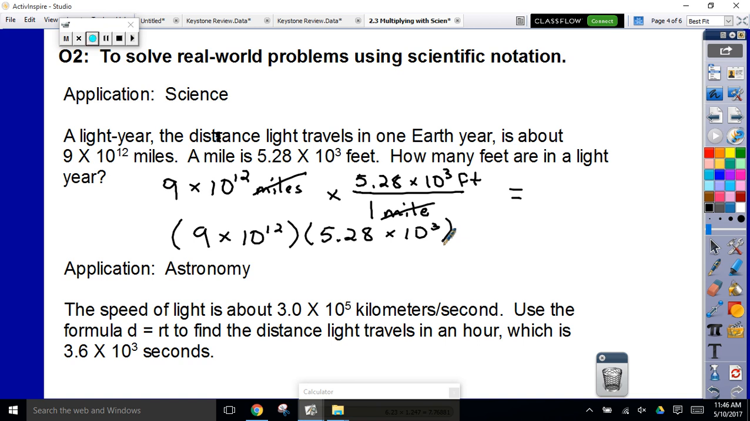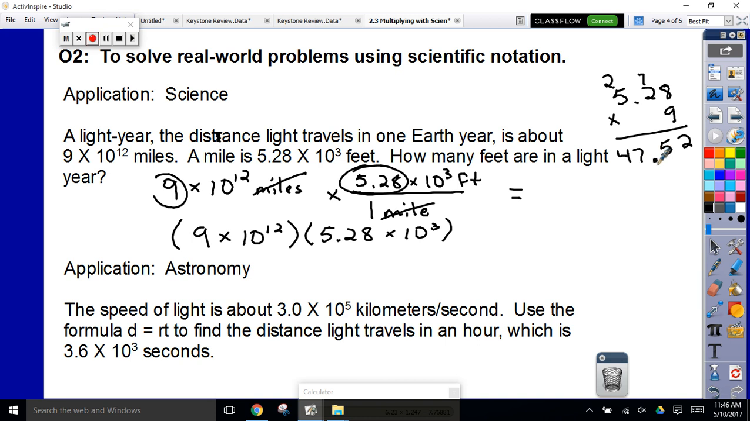Yeah, we have to multiply our main numbers. We have to multiply the 9 times 5.28. So I'm just going to move over here. I don't want to do that completely in my head, so I'm going to write it down. 9 times 8 is 72. 9 times 2 is 18, plus 7 is 25. And 9 times 5 is 45, plus 2 is 47. Now I have 2 decimal places, so I need to have 2 decimal places in my answer.